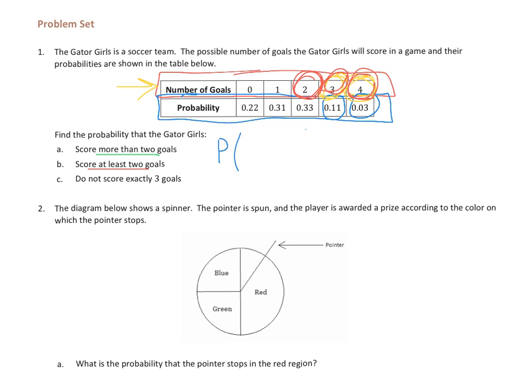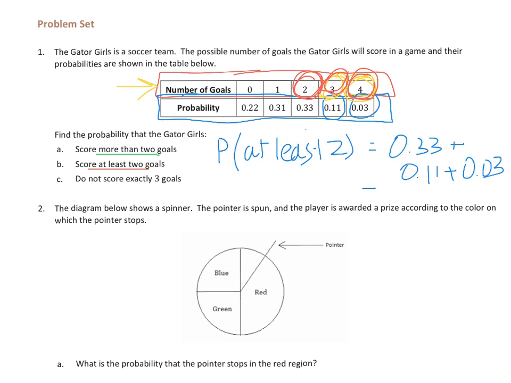So we have the probability of at least 2 goals is 0.33 plus 0.11 plus 0.03 for a total of 0.47, which is the probability of them scoring at least 2 goals.